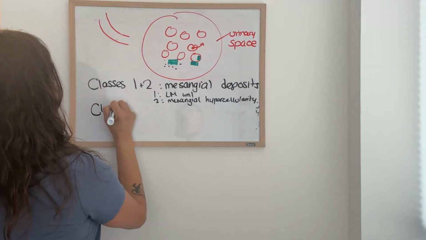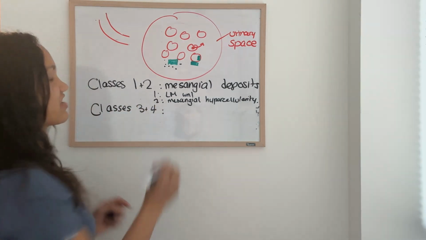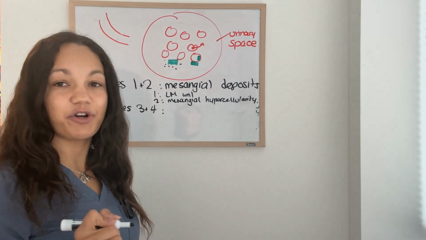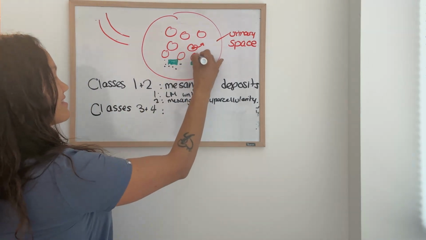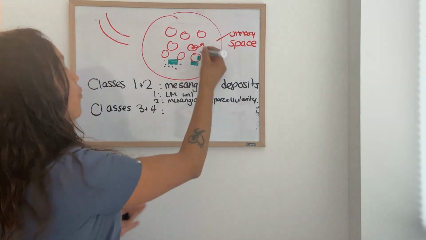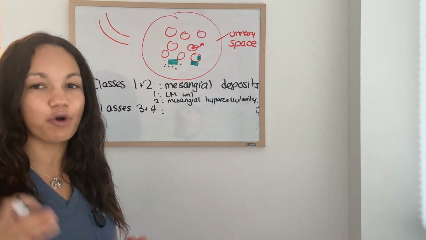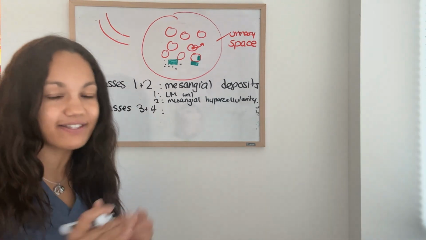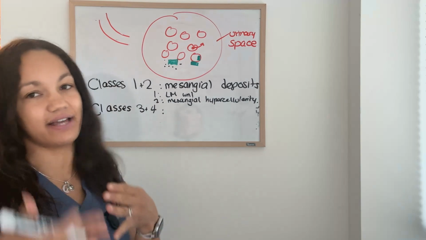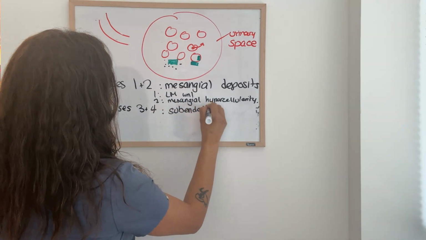So what about classes 3 and 4? That's actually a lot worse. This is where your immune deposits deposit inside of your capillary, right up against the bloodstream. So when the deposits are on the inside of the capillary, that's called subendothelial deposits. So it's inside the capillary, endo, inside the capillary. Subendothelial.